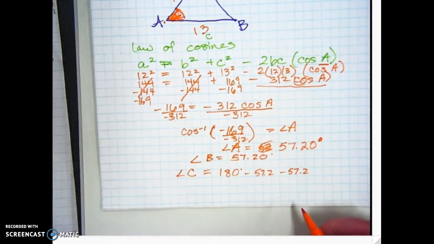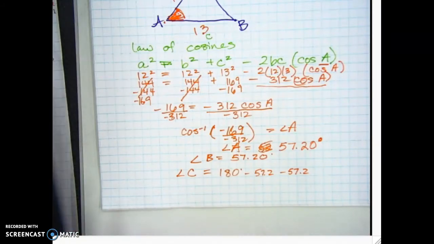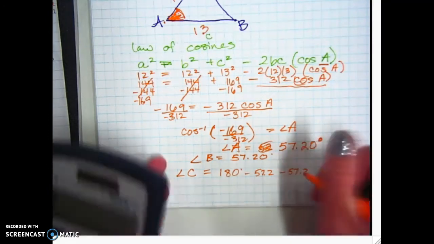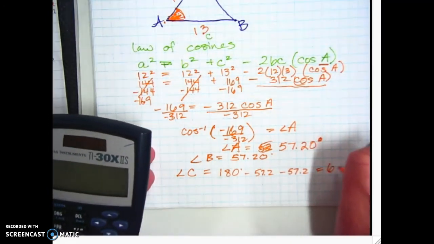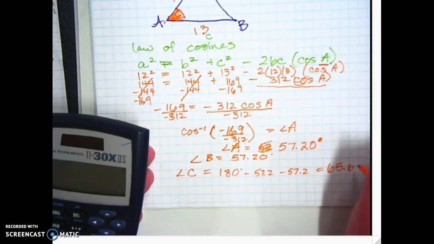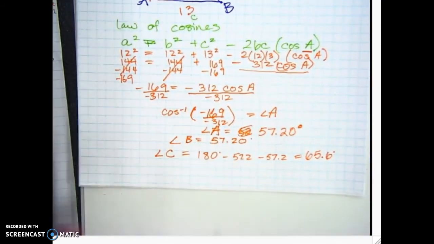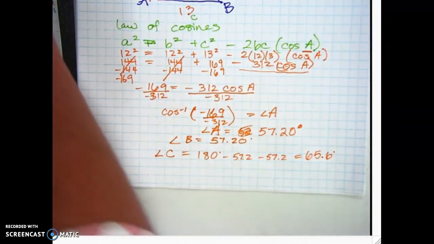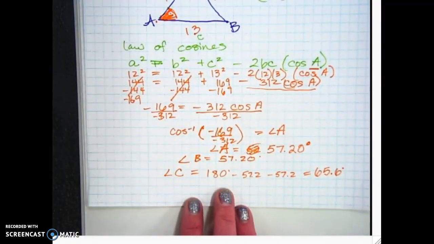What did I get? 65 something? Double check that. 65.6, I think that's right. Okay, so I did write it down. 65.6. All right, any questions on example number 1 there?